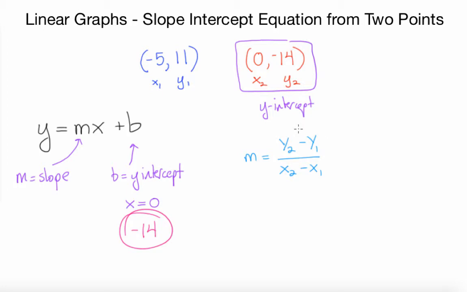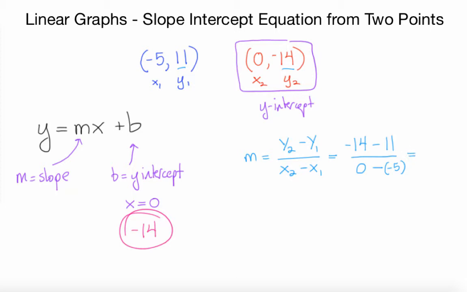So I've got a couple points here. Let's just put those in and see what our change is. So for my y2, I'm going to put in -14 in place of y2. And for my y1, I'm going to put in 11. And basically, what I'm going to find is how much did I change going from one point to another point in those y values. All right, now I've got to also on the bottom find out how much change is happening in my x values. So x2 is 0 minus x1 is going to be -5.